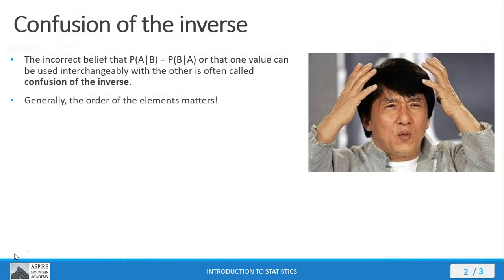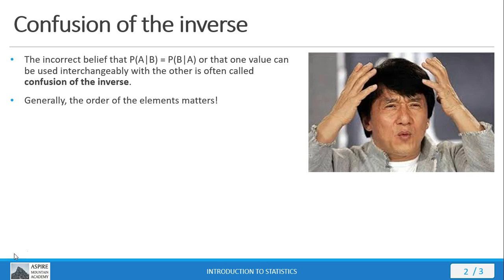So, confusion of the inverse is the incorrect belief that the probability of A given B is the same as the probability of B given A. That these elements we're including in our conditional probabilities are interchangeable. And that's what we mean when we say confusion of the inverse.